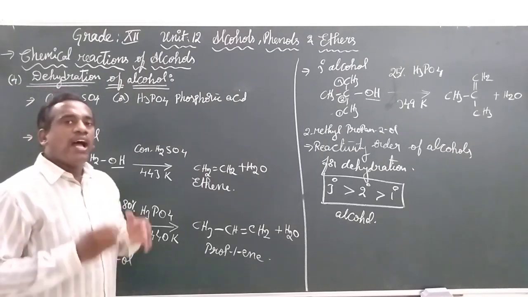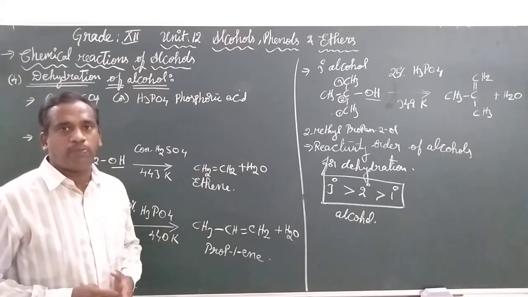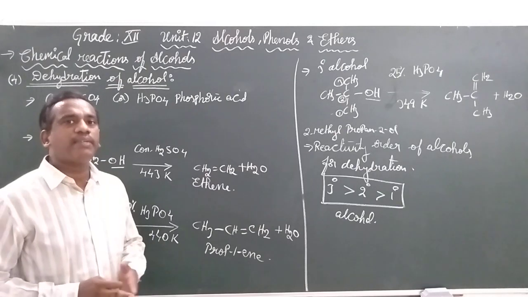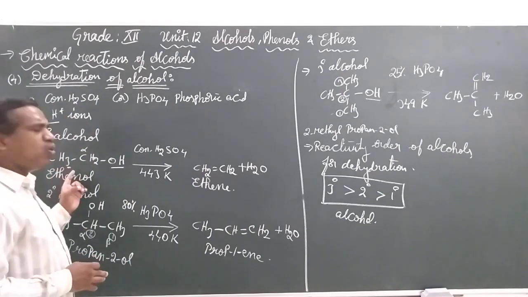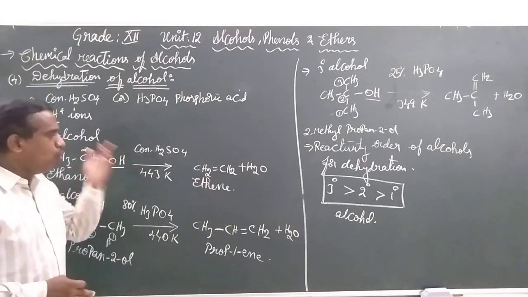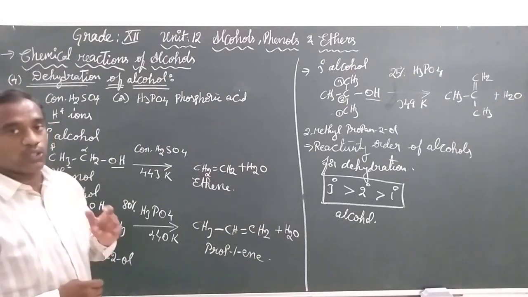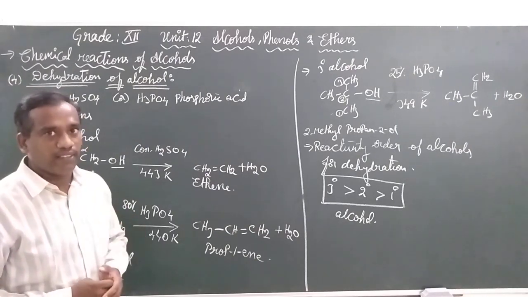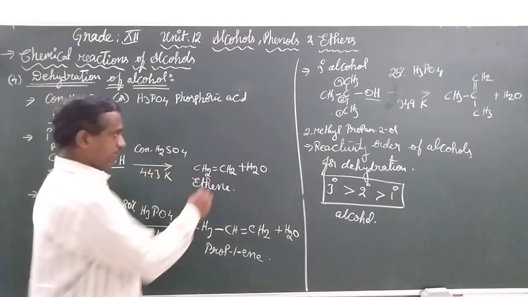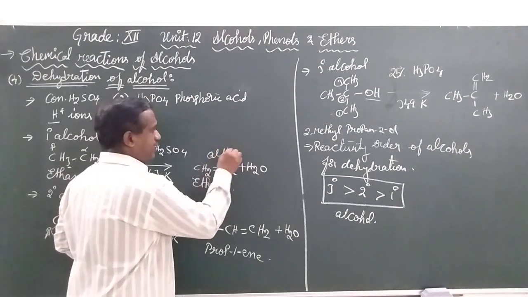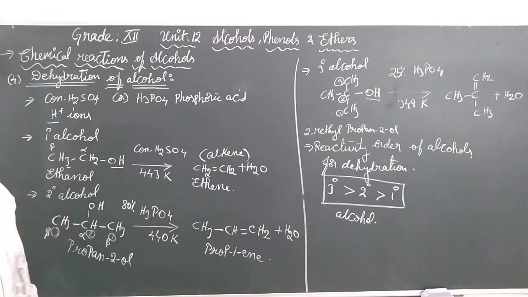Now let us see the mechanism of how this dehydration reaction takes place. For this mechanism we are going to take an example of how to convert ethanol into ethene. That's the only mechanism that we are discussing in this video for converting a primary alcohol into an alkene, that is ethene. So let us take down the mechanism, how it goes on.